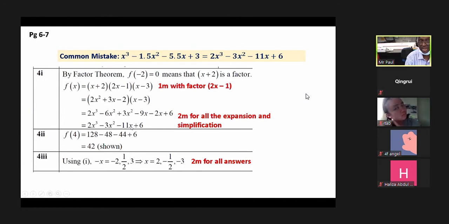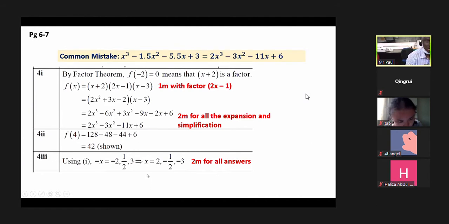So remember, if they give you a fraction as a root, if x is half is a root, then just put 2x minus 1. This one confirms your answer is correct. If you put f(4) and you substitute 4 and you get 42, it shows that this is correct. It's just a double check. Okay, the next part is very interesting.